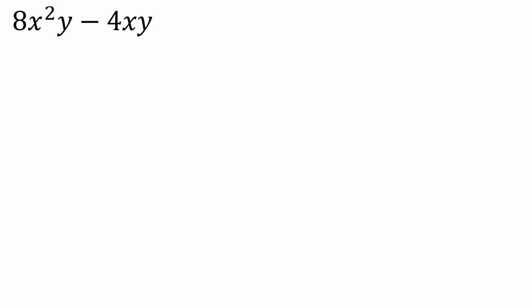What we need to do is consider what the greatest common factor between these two terms is. We're going to start by looking at the numbers. So when we look at 8 and 4, what are they both divisible by? What is the highest number that they're both divisible by? So 8 and 4, both divisible by 4. So that will be part of your greatest common factor.